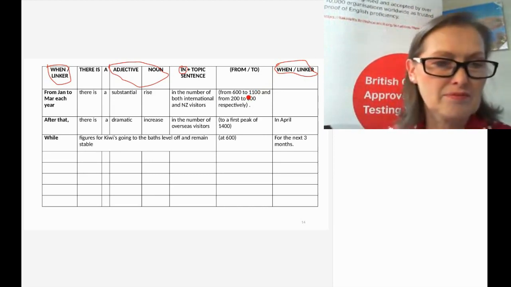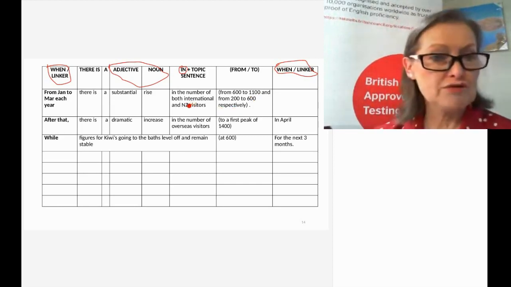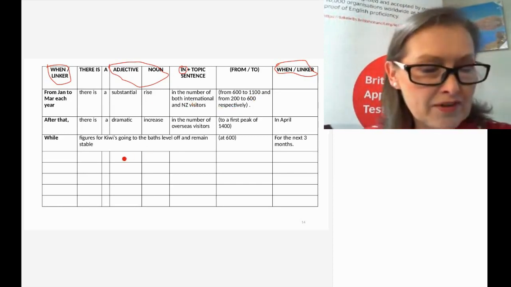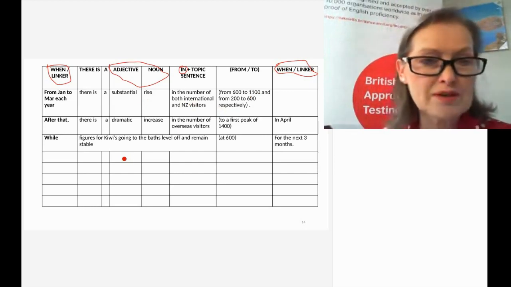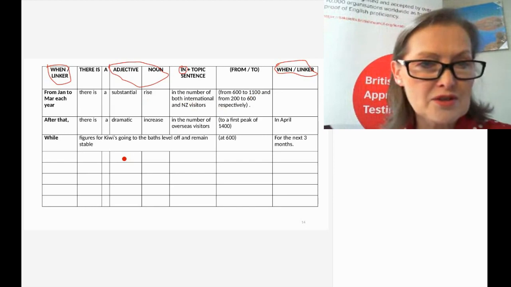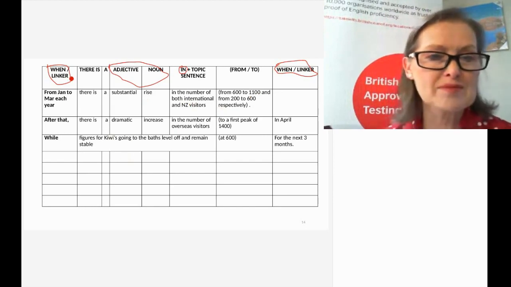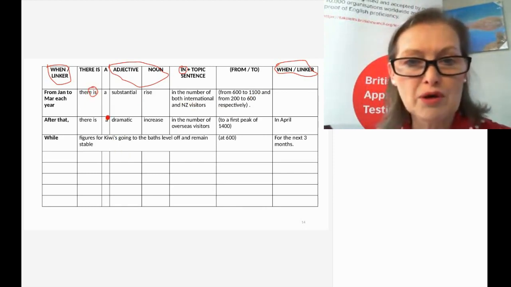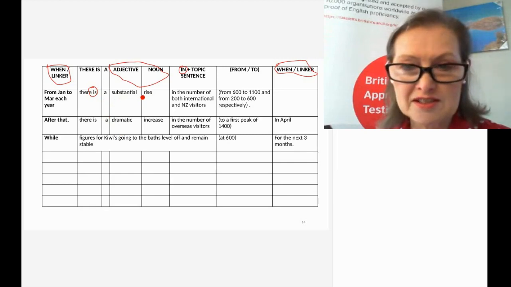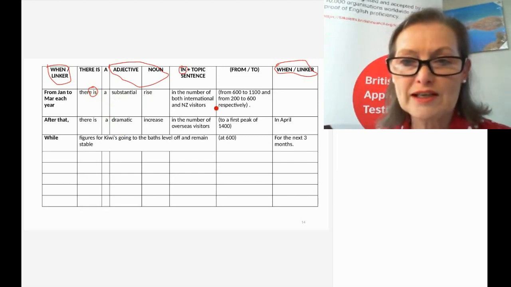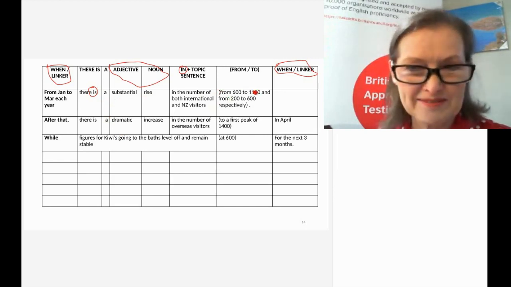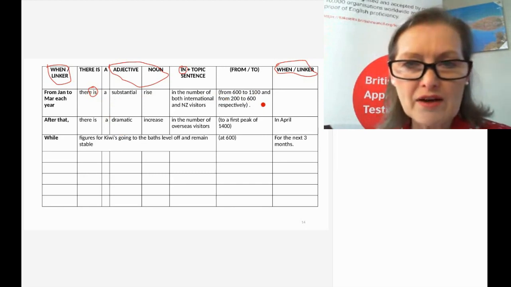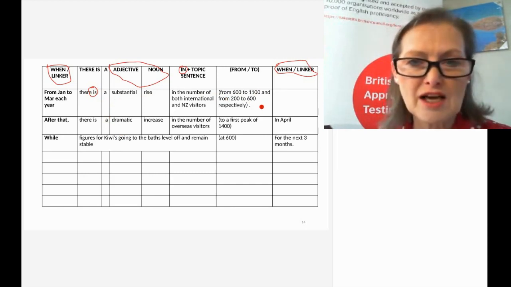Okay. So let's just look at that sentence structure from January to March each year. There is, and that's where I'm going to change my tense, isn't it? So for this particular graph, I need to make sure that I'm saying there is a substantial rise in the number of both international and New Zealand visitors, from 600 to 1100 and from 200 to 600 respectively. Now notice what I've done. For my adjective plus noun, I've actually put my figures in brackets, haven't I?